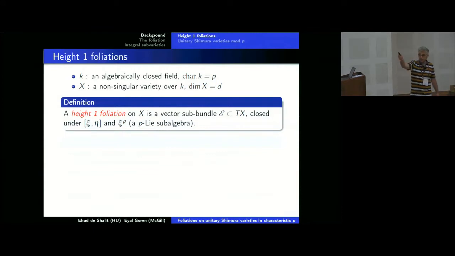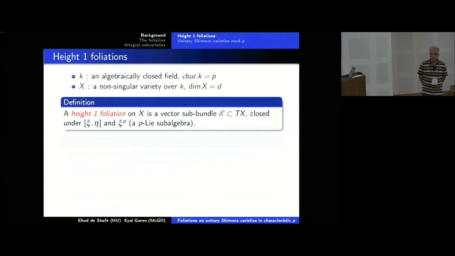So what classifies such things Y, so F and G, we want them to be finite and flat. Finite they'll be automatically, but flat, that's the important point. What classifies such factorizations, and there's infinitely many of them in general, is what's called a height one foliation.